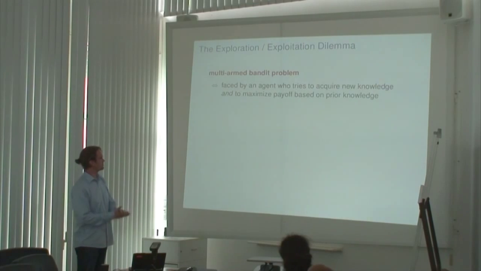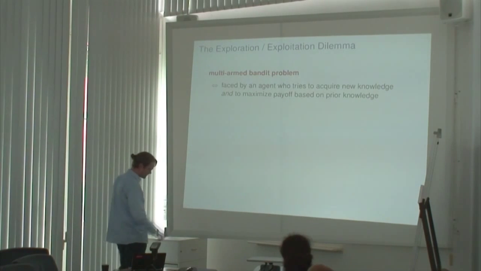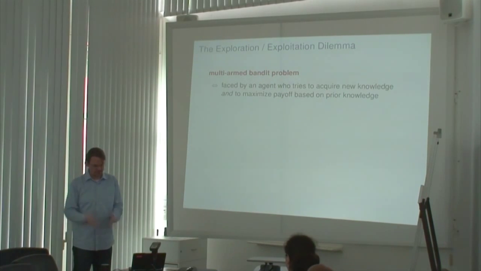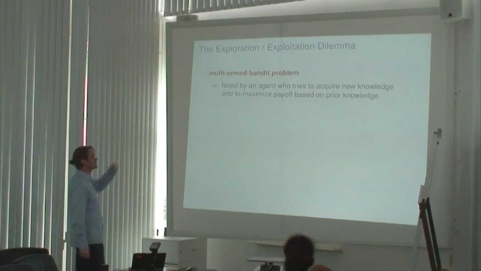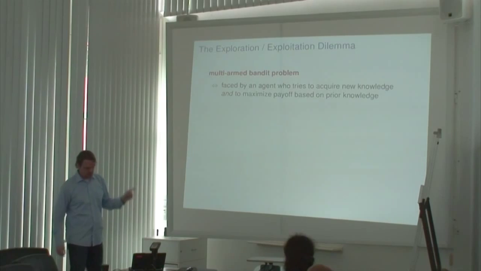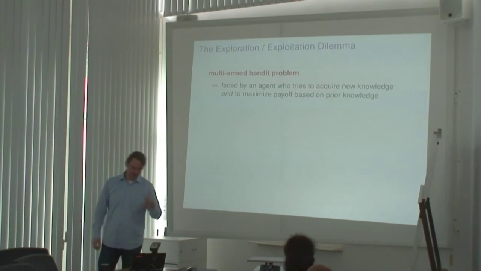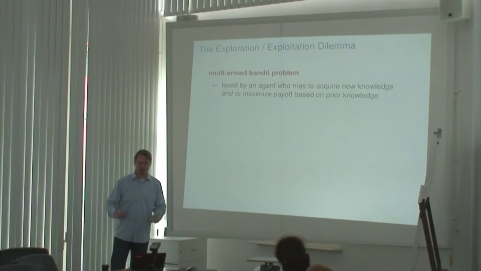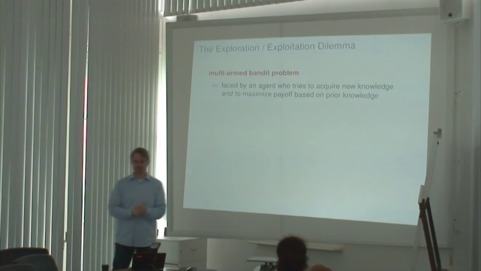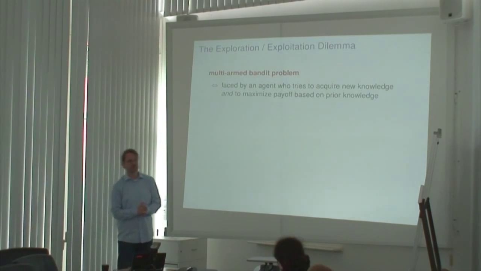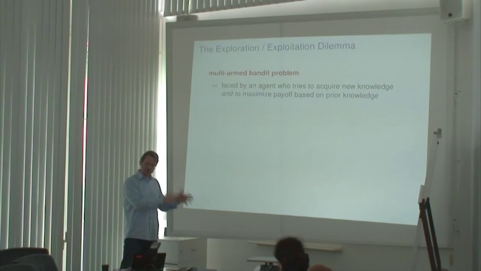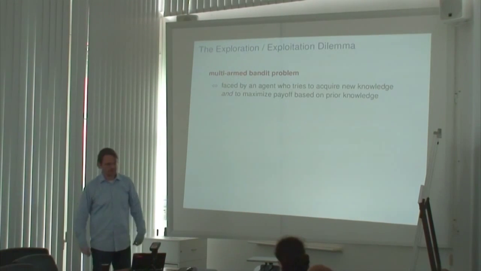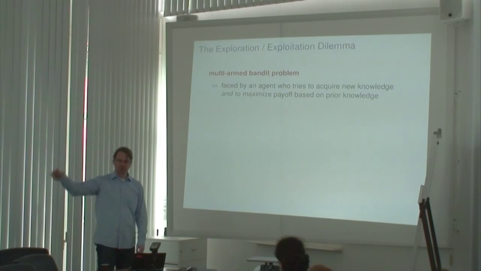This multi-arm bandit problem is faced by an agent that can be you or me or a non-player character or the computer player, an implementation of a Go player. Some agent who tries to acquire new knowledge and at the same time to maximize payoff based on prior knowledge. So you want to have it both. You want to have the cake and eat it. Usually you cannot, but here you want to. Should you continue with the slot machine that was most favorable so far? Or maybe is there any other slot machine out there that is even better? How do you select where to put your money?